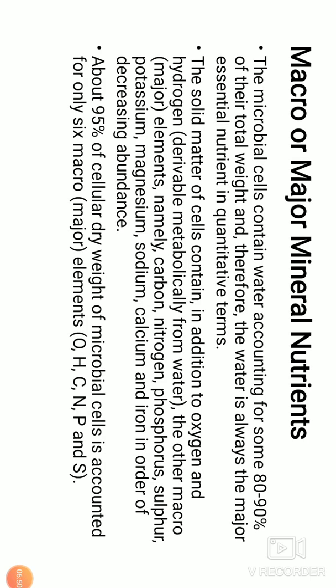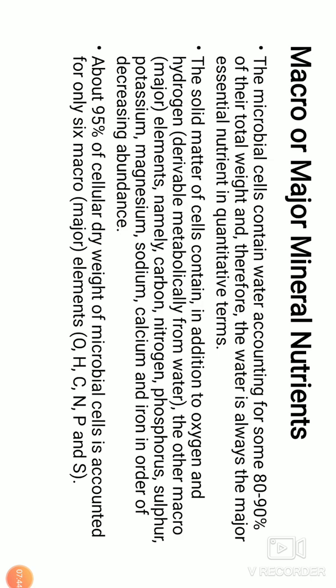The first group is major or macro mineral nutrients. So now when you take any cell, unless they are viruses, all the cells contain cytoplasm where most of the activity of a cell happens. That means the cytoplasm is made up of water. That means of the total cell volume, 80 to 90% of total weight is water. So the major requirement should be water, that is the hydrogen and oxygen. The solid matter of cells contains, in addition to hydrogen and oxygen, the other macro elements like carbon, nitrogen, phosphorus, sulfur, potassium, magnesium, sodium, calcium, iron in decreasing order of abundance.